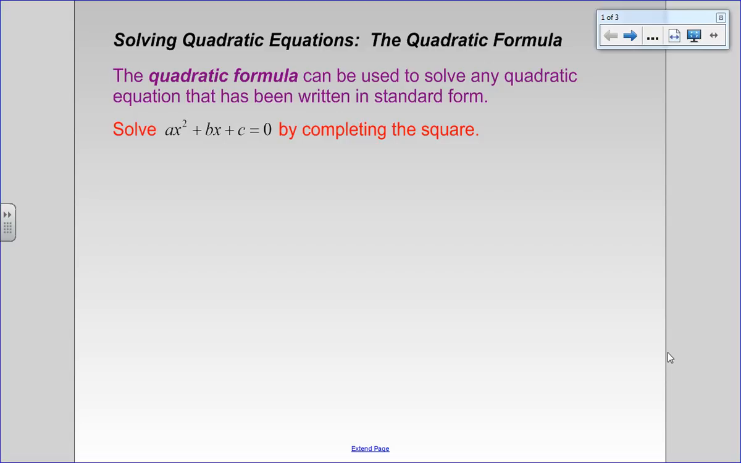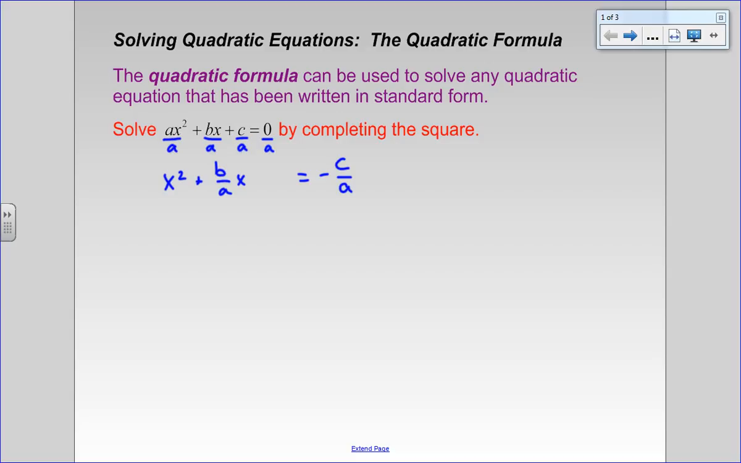We can derive the quadratic formula by solving ax squared plus bx plus c equals 0 using the process of completing the square. Remember that first we want to set up the left-hand side of this equation as a binomial so that we can complete the square. We'll do that by first dividing both sides of the equation by a, and then subtracting the third term, c over a, from both sides. This leads us to the equation x squared plus b over a times x equals negative c over a.